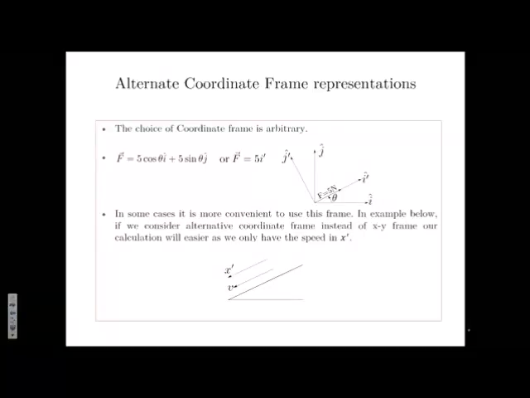Okay, so let's talk about alternate quadrant representation. Like I said before, the choice of reference frame is pretty arbitrary. As long as you show what your reference frame is, it's fine. But you have to show it. If you don't show your reference frame, then it's a problem. Then we don't know what you're talking about.